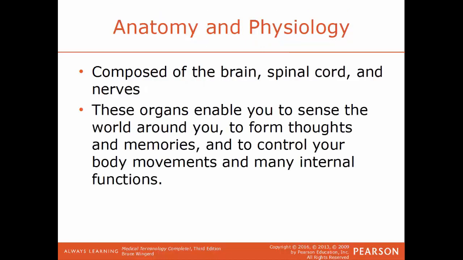Alright, we'll talk about some basic anatomy and physiology of the system. The nervous system is made up of the brain, the spinal cord, and the various nerves. Now, these organs will enable you to sense the world around you, and also to form thoughts and memories, and to control body movements, and also a large variety of internal functions.